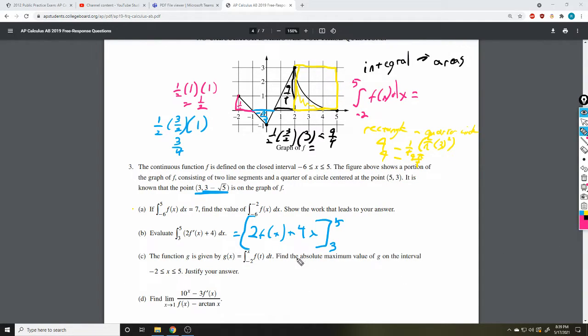And then you'll see the work of doing the absolute maximum. So absolute maximum, I want f prime to go from positive to negative, which happens here. And then I want to compare with endpoints.